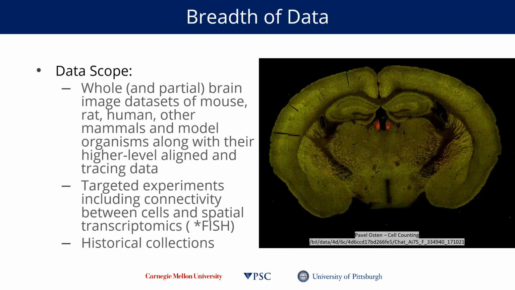So what's our data scope? Our data scope includes whole and partial brain data sets from mice, primates, including humans, and model organisms. Targeted microscopy-enabled experiments, including things like connectivity between cells and spatial transcriptomics, as well as historical collections of value to the community.